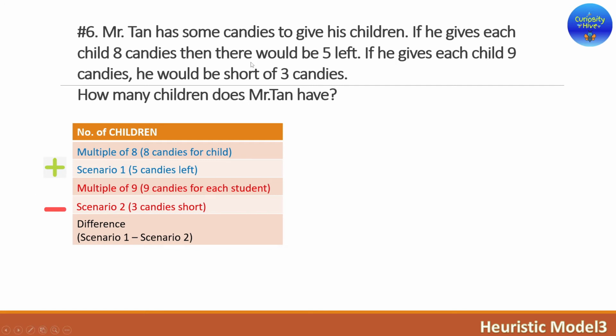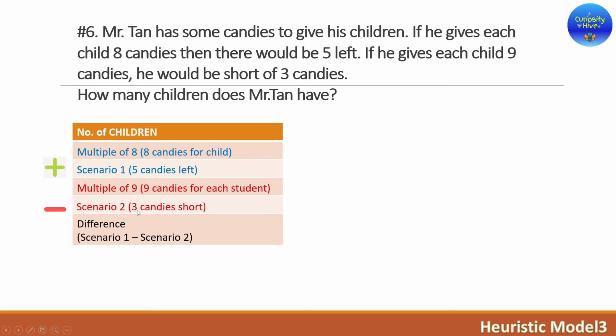Now, definitely it cannot be 1 because we can do a quick calculation here. Now, 1 times 8 is 8 and 8 plus 5 would be 13 because 5 are left. So, we will add it. And 1 times 9 is 9.